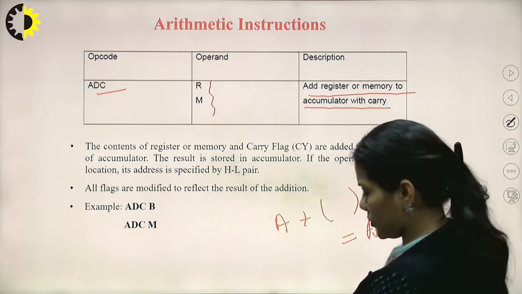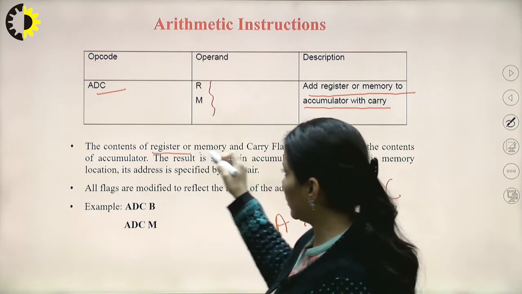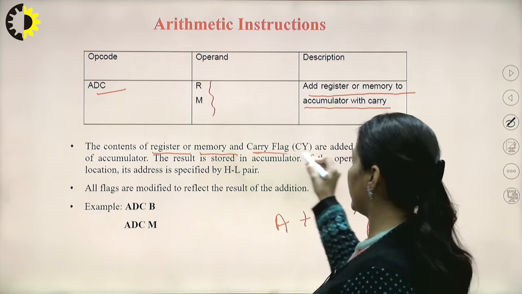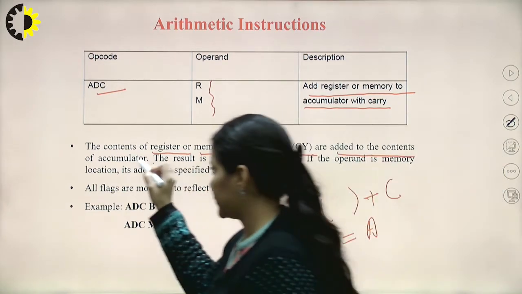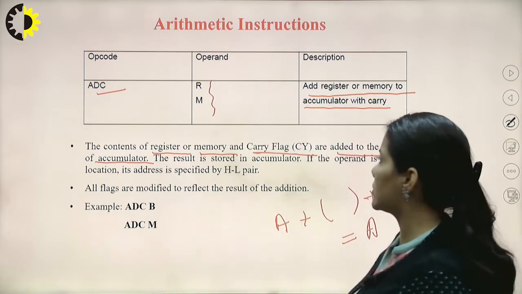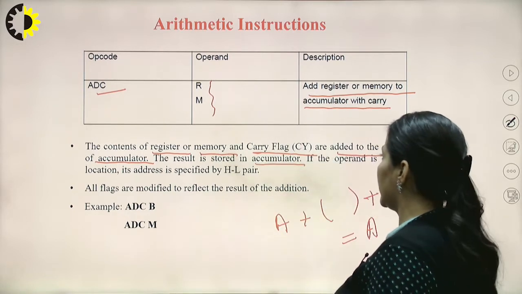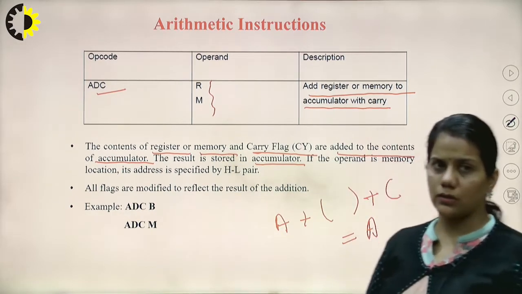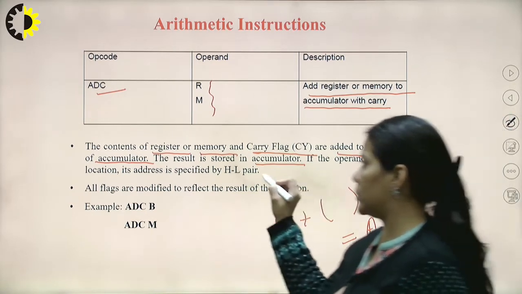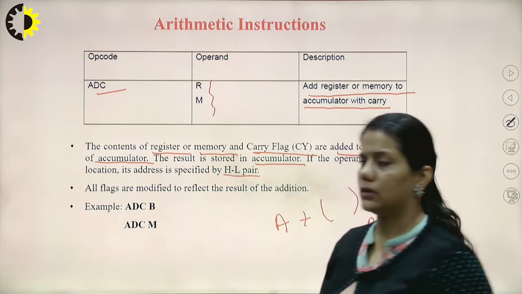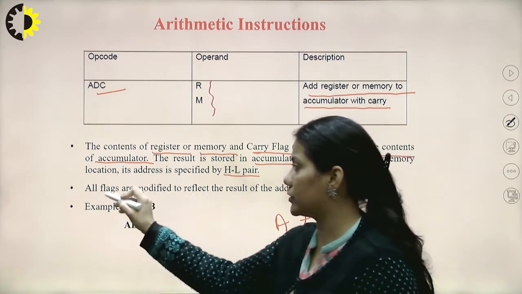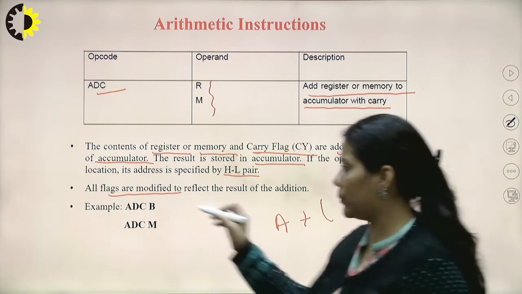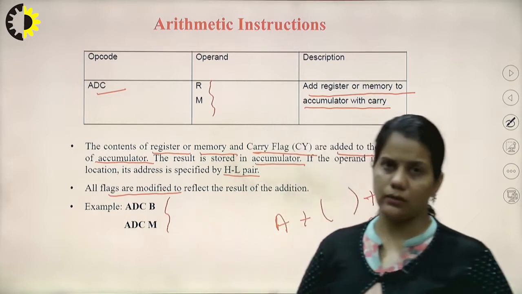So, the contents of the register or the memory and the carry flag are added to the contents of the accumulator, and the result is stored in the accumulator. If the operand is a memory location, its address is specified by the HL pair. All the flags are modified to reflect the result of addition. Example, ADC B and ADC M.